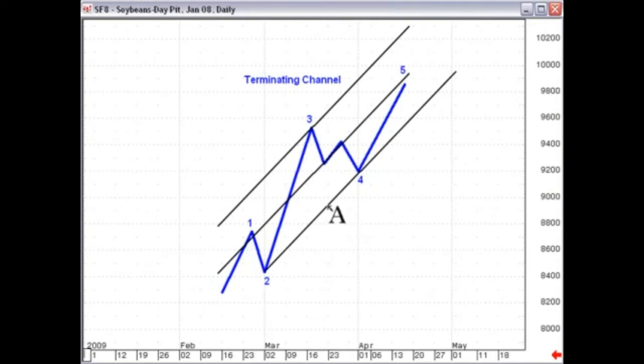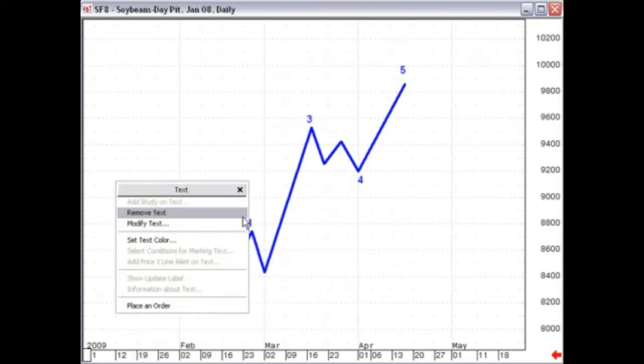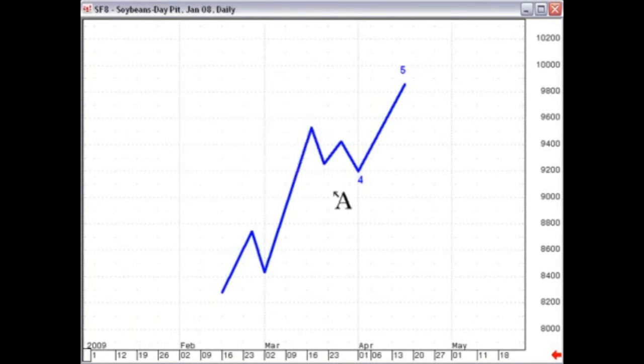And just to go back, let me clean this chart up a bit. We will walk through some real-time examples, but simply put, if you have a structure like this, your initial channel is going to be your base channel.